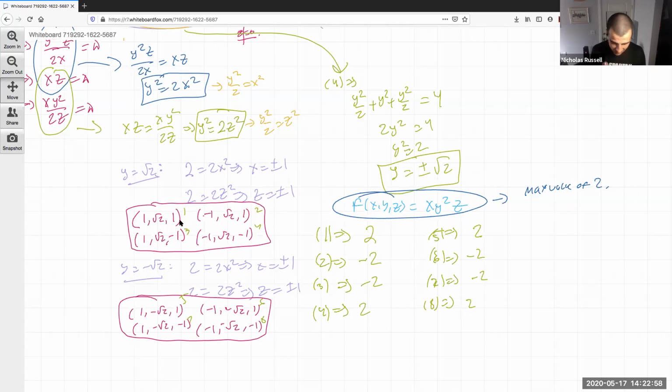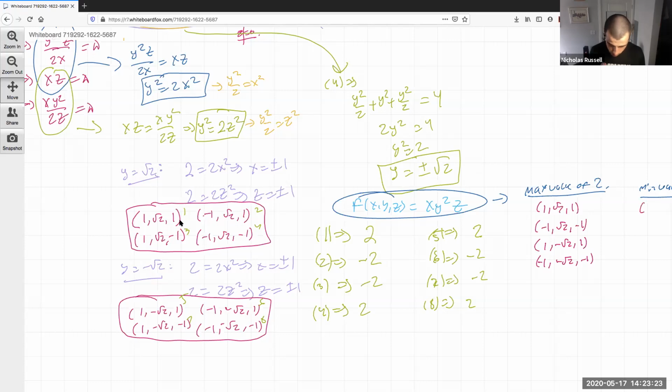It occurs at the places of 1, square root of 2, 1; -1, square root of 2, -1; 1, negative square root of 2, 1; and -1, negative square root of 2, -1. And we also have a min value, in this case, of -2.